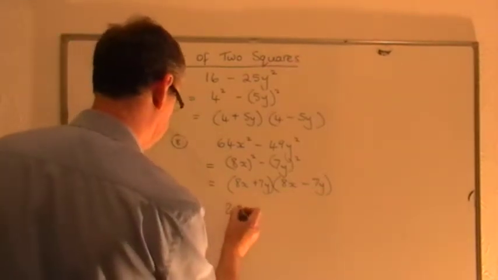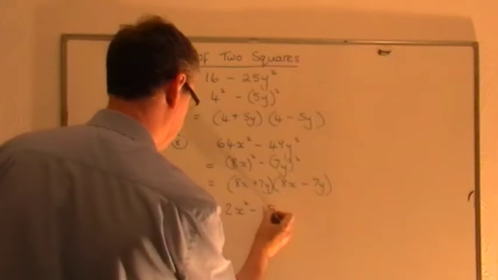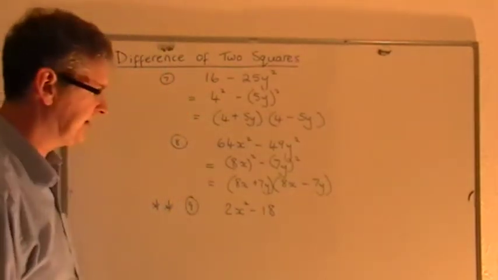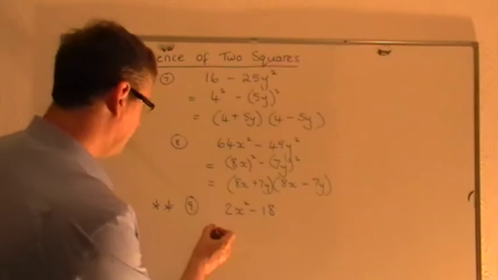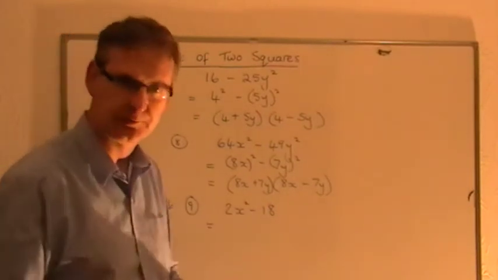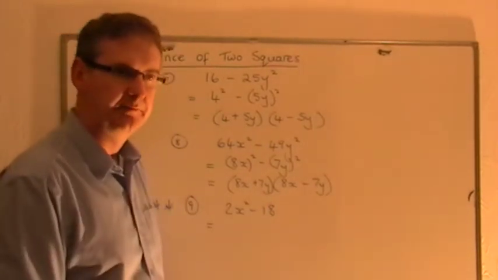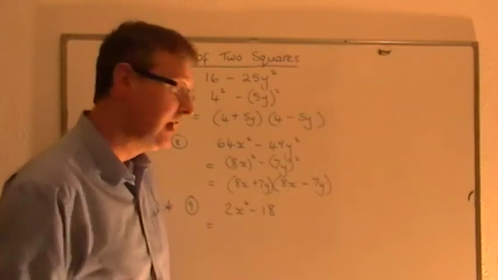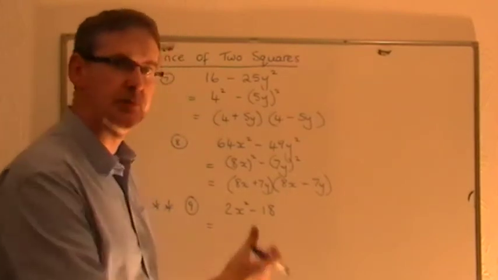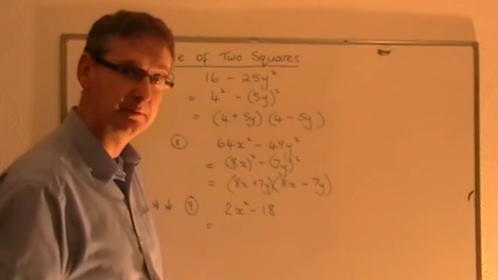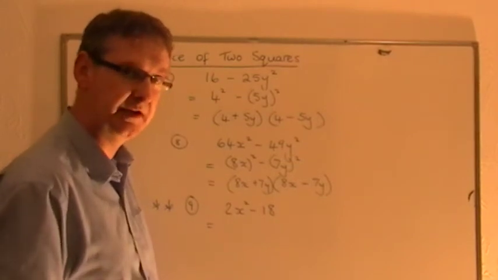Let's have a look at this one. 2x squared minus 18. You've got to factorise that. Okay, well, you say to yourself, right, this is the process you'd go through. Has it got a common factor? And before you just jump in and say no, because we're doing completing the square, be careful, because this one does have a common factor.